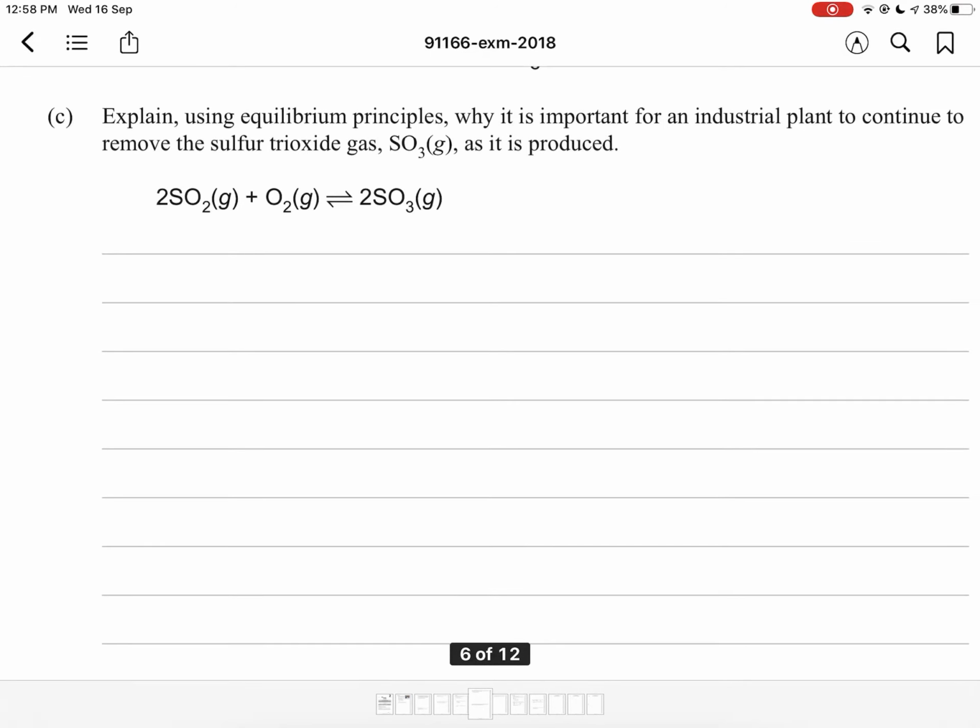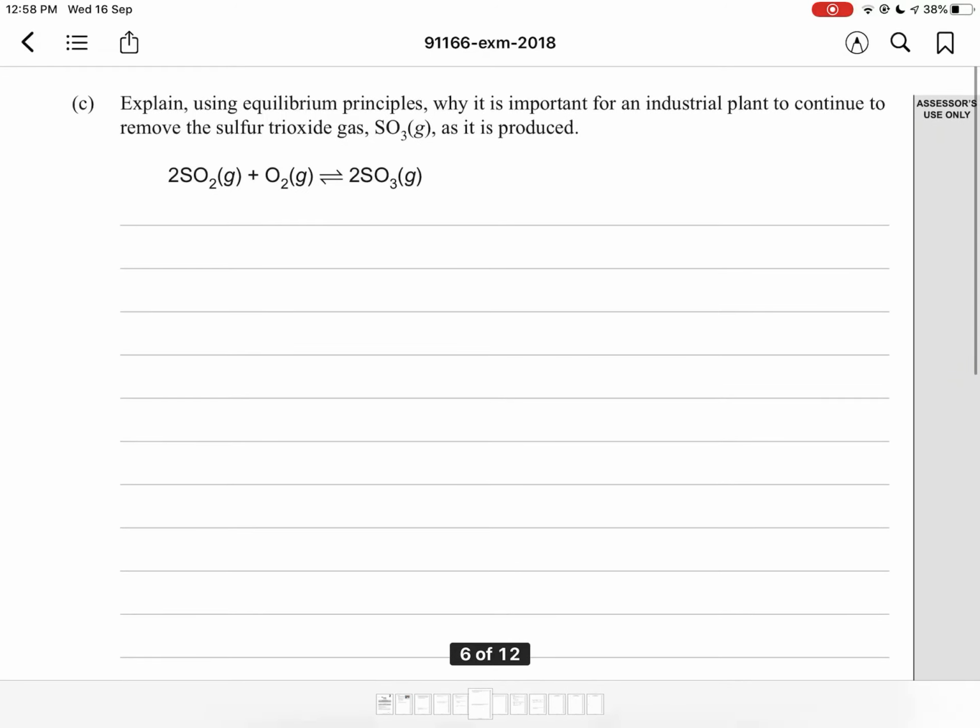Alright, question C. Explain using equilibrium principles why it is important for an industrial plant to continue to remove the sulfur trioxide gas, SO3, as it is produced. So as you can see here, SO3 gas is a product. So if we don't do anything to this reaction, after we initiate the reaction, it's going to take some time for the reaction, and then a certain Kc value will be reached, so equilibrium will be established.